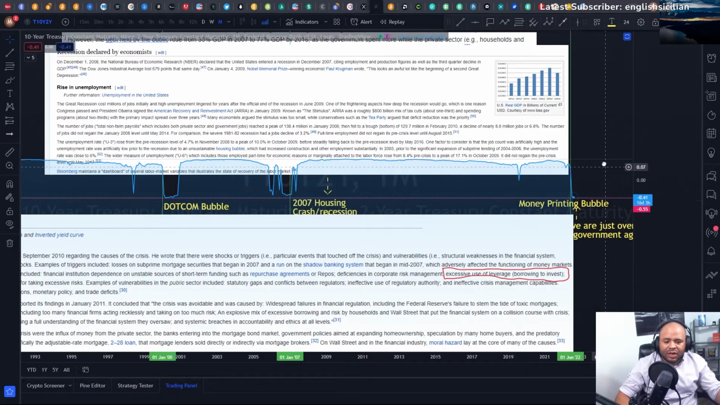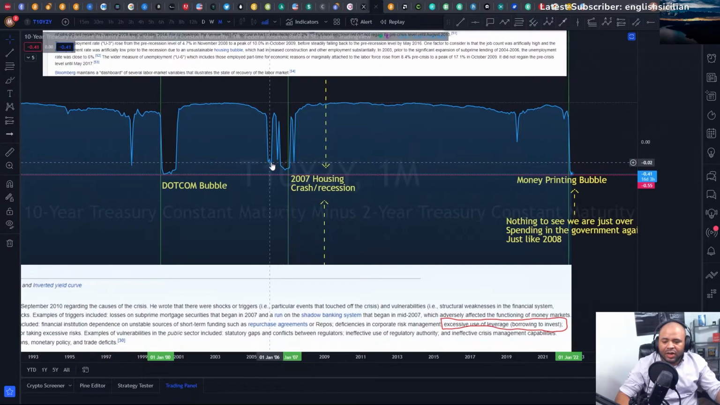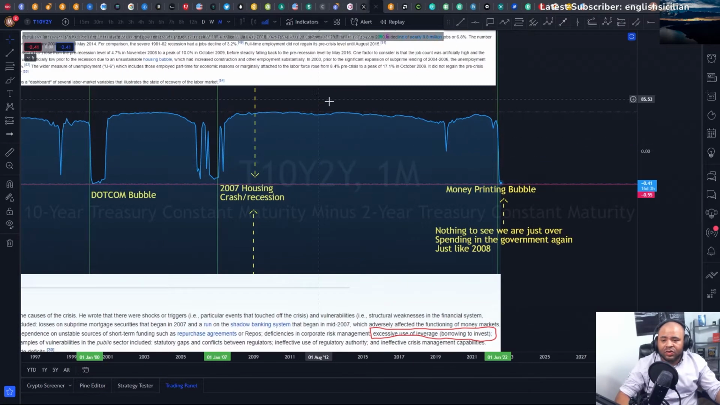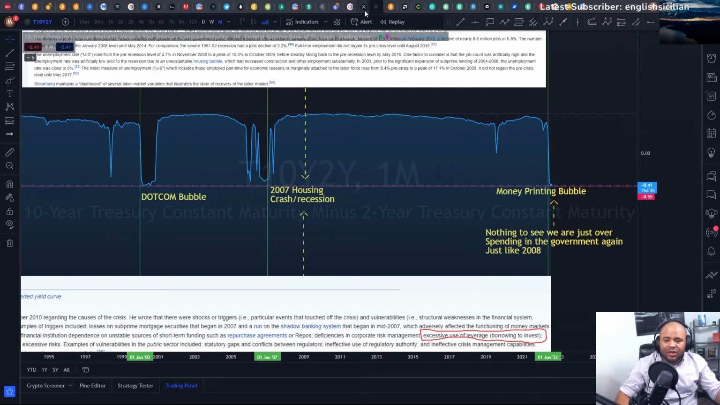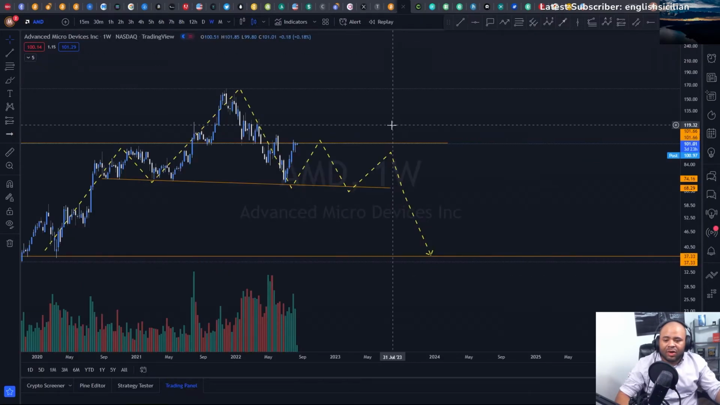Highly concerned with the current yield curve. Yield curve is below the 2007-2008 crash. It's also getting below the .com bubble. So this could be the indication of a huge drop in the market. I would be really concerned if I were anybody looking for long-term positions, because it's a good indication that can end up wrecking the market as a whole.